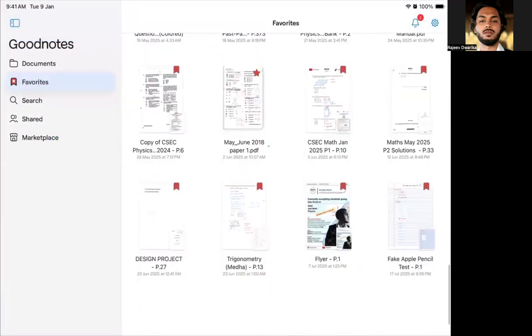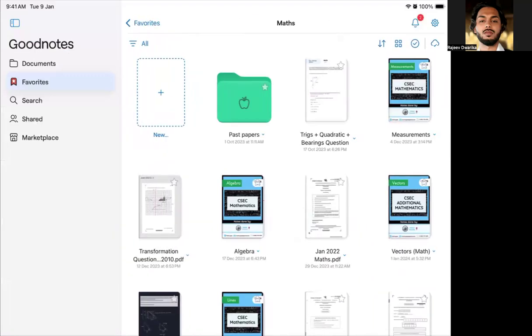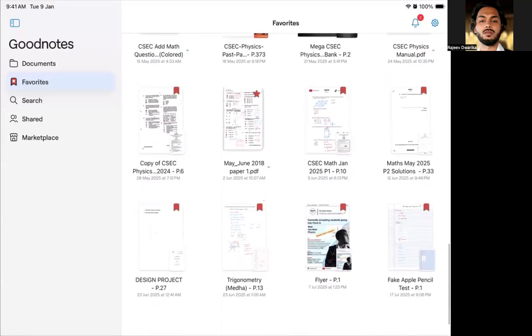I can't change the color. That's crazy. I don't know what's going on with the software.